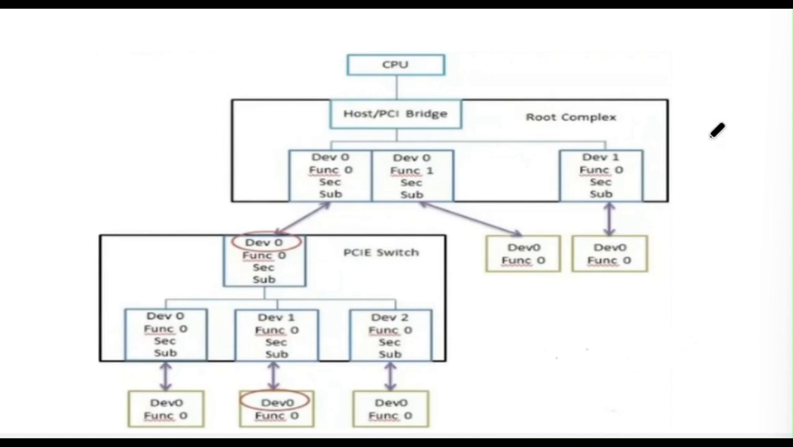Numbering always starts from the root complex level, which always starts with 0. So here we have bus 0, and here we have bus 1. This is 2, and this is 3. This is 4, 5.